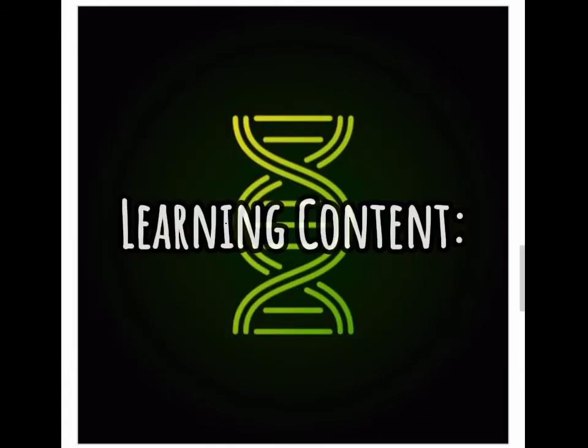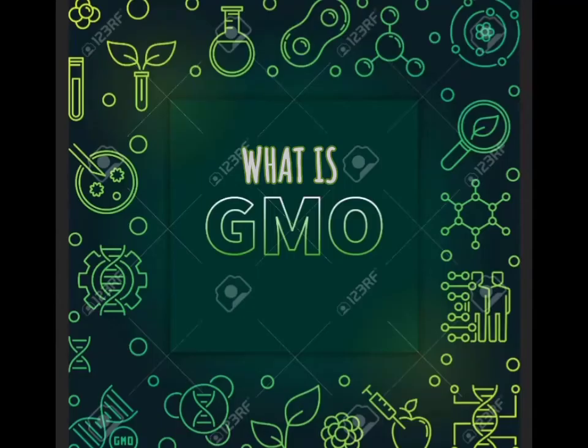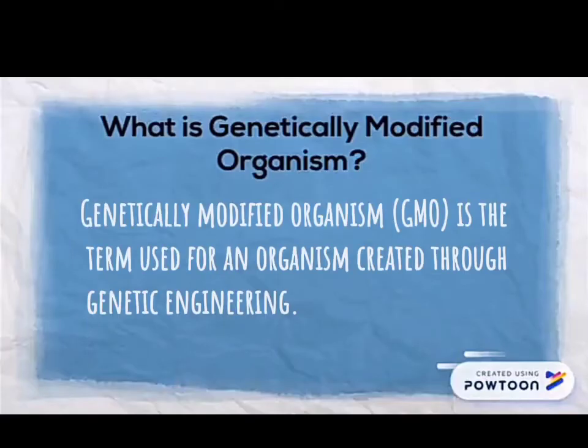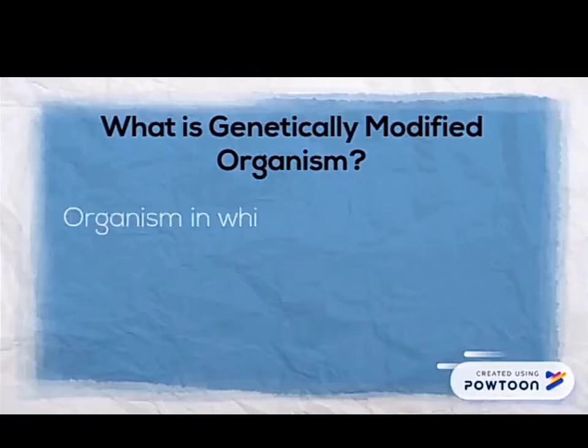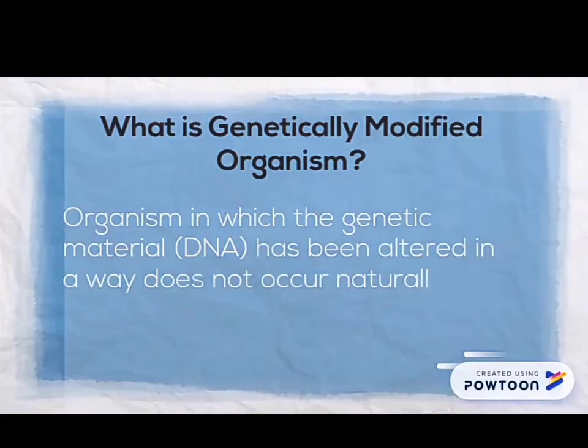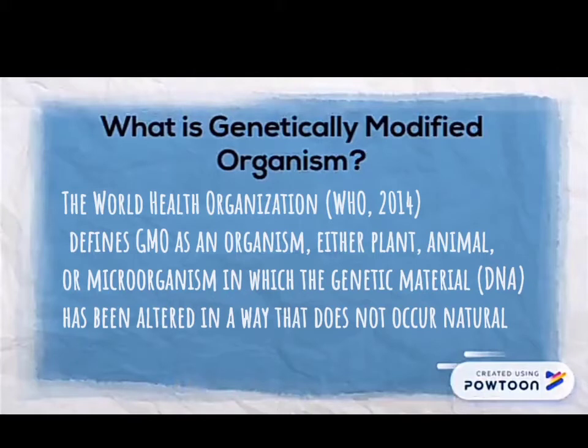So for our discussion, we will talk about GMO. What is GMO or genetically modified organism? A genetically modified organism is the term used for an organism created through genetic engineering, an organism in which the genetic material has been altered in a way that does not occur naturally. According to the World Health Organization, a GMO is an organism, either plant, animal, or microorganism, in which the genetic material or DNA has been altered in a way that does not occur naturally.